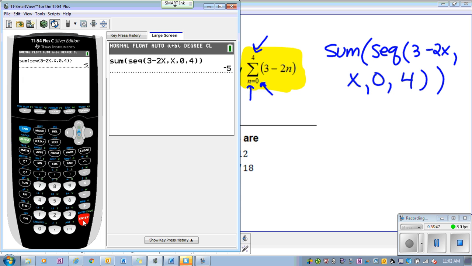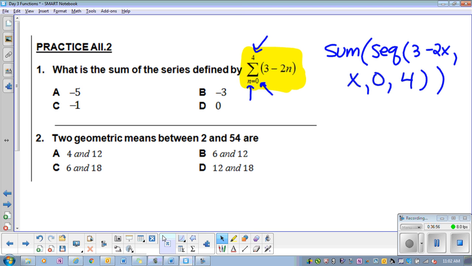Sum C 3 minus 2 and N 0 4. Okay, did you hit enter? Good. So -5. Alright, when you get those with sigma written like this, it's called summation notation. It's just a different way to write it. Put it in the calculator. Okay?